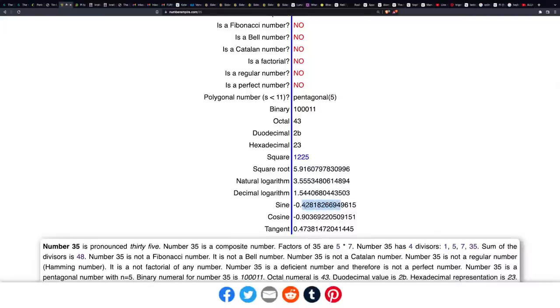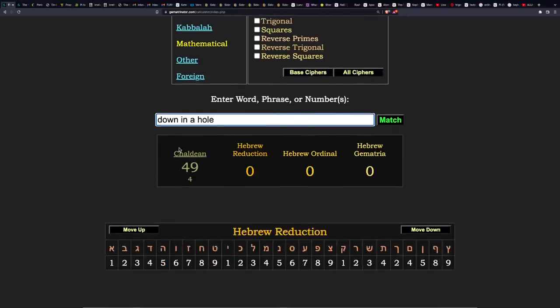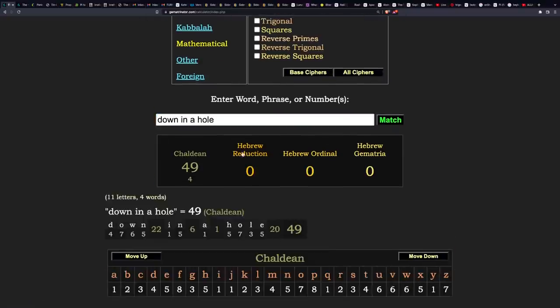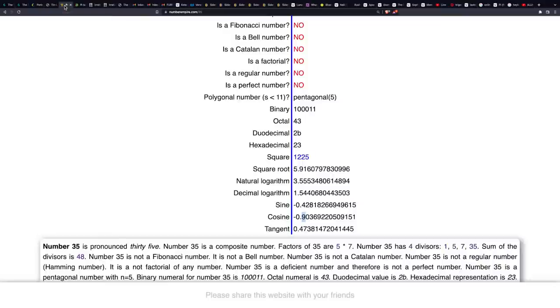You're going to get the 4 and the 9. 4 and 9. What is 49? Down in a hole. Simulation. You go down into the hole. The hole means the simulation. The hole is 20. What is 20? You go down into duality. And you have what's called a birthday. All right? That's what the 35 means from simulation.